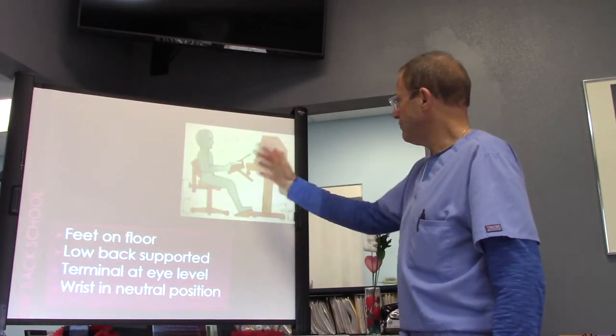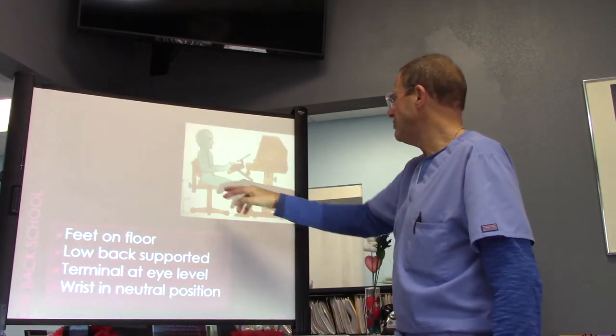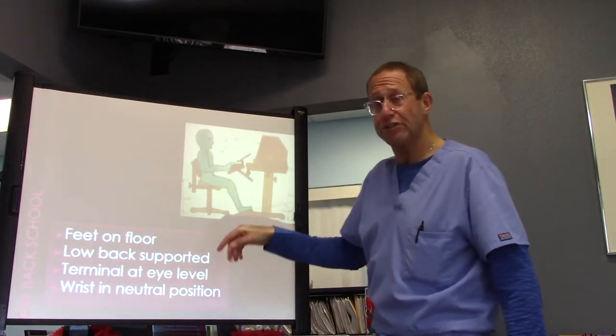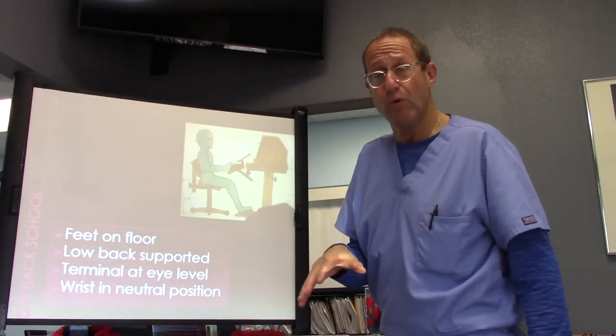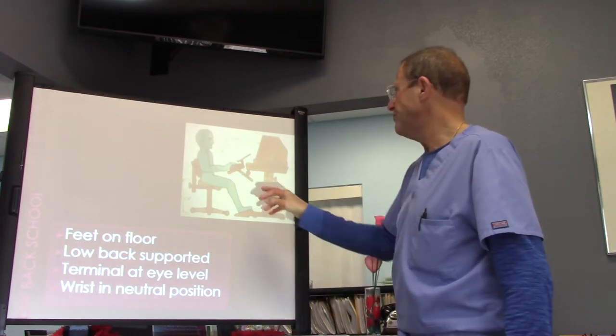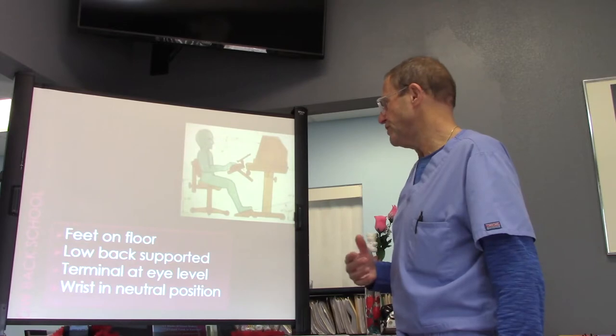When sitting at a computer monitor, the monitor itself should be at eye level. The feet should be on the floor. If you don't reach the floor, then put some sort of a support or a footrest so that you're taking pressure off of your knees and hips, which also will translate to taking pressure off the spine.